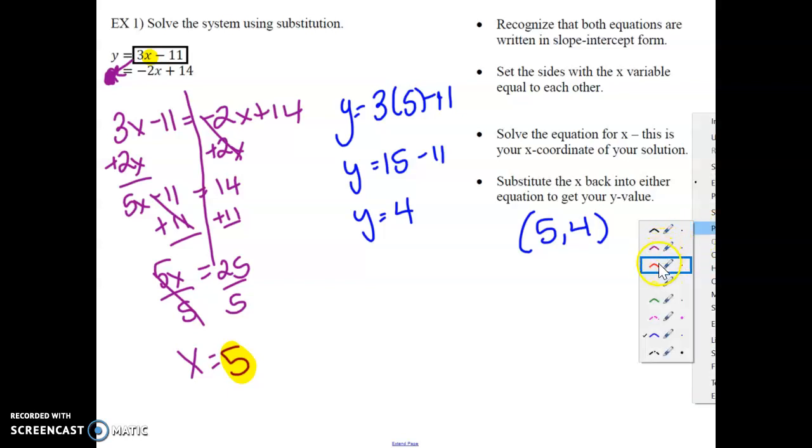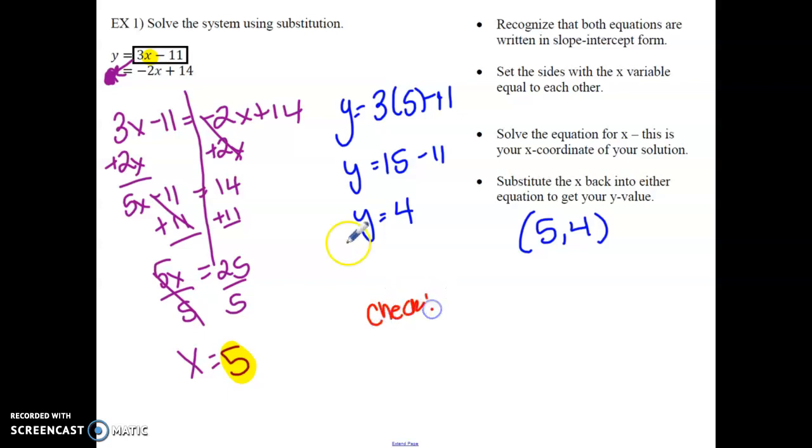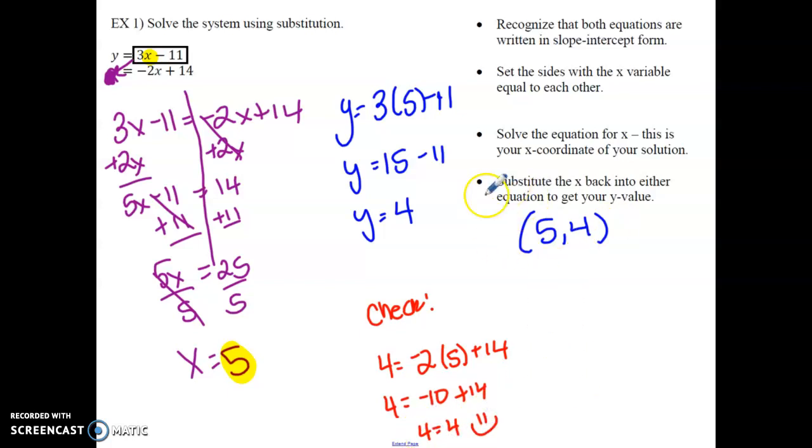But I also want to show you how you can check to make sure you're okay when you do this. This point should work in both equations. We've already used the first equation to find that answer. I'm going to plug 4 in for y and 5 in for x in the second equation and see what happens. I get 4 equals negative 2 times 5, which is negative 10, plus 14. And negative 10 plus 14 is in fact 4, which makes me very happy because that means I probably did it correctly. Let's do a couple more.